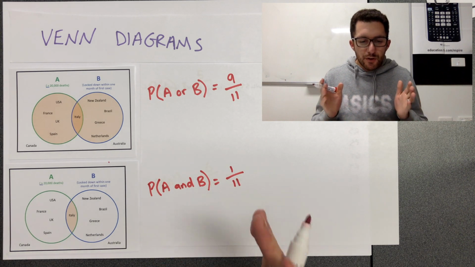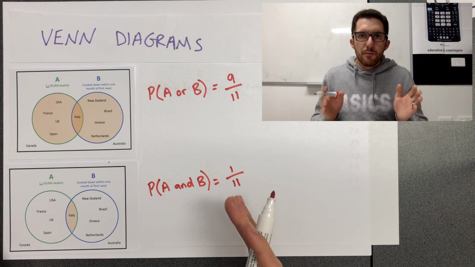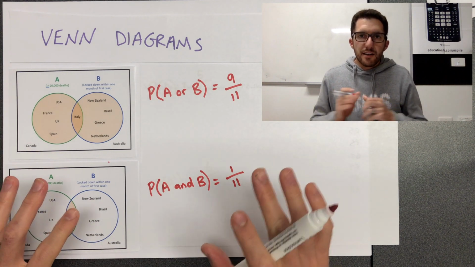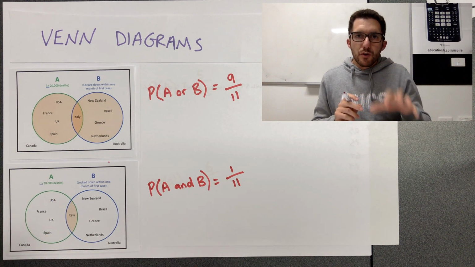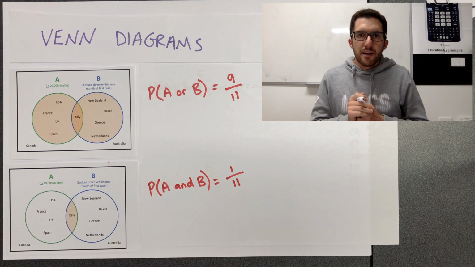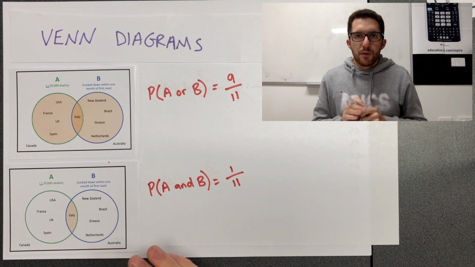And so that's how we use Venn diagrams to make probability calculations. It helps us to visually sort the data, and then we're able to use that visual sorting to start making calculations about how likely something is to occur.